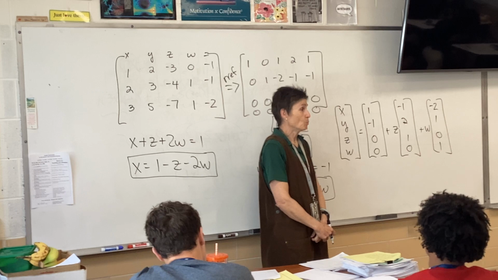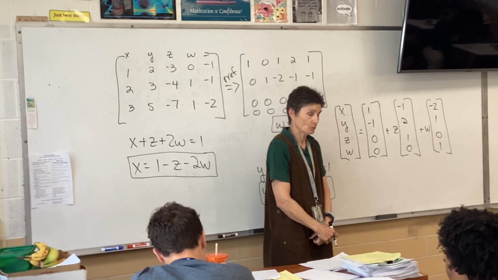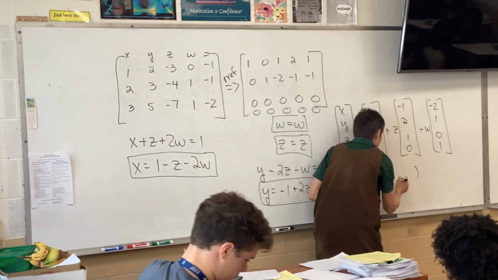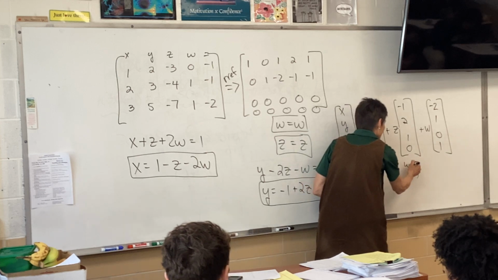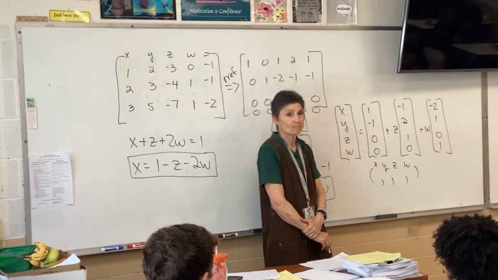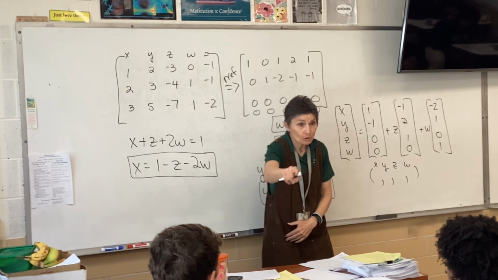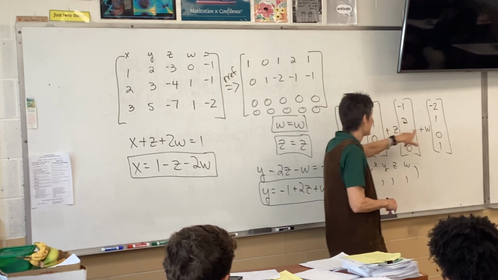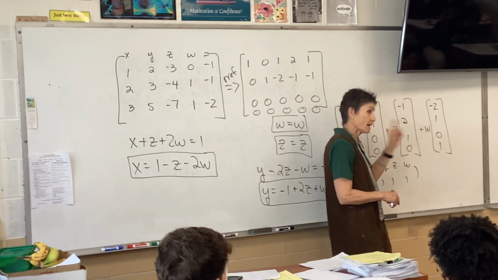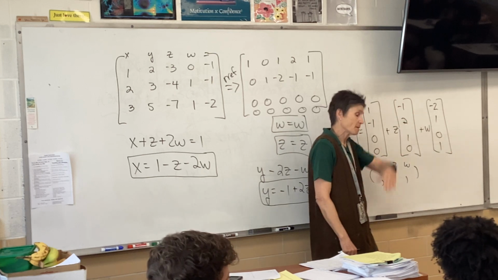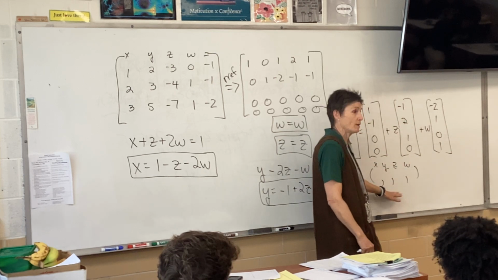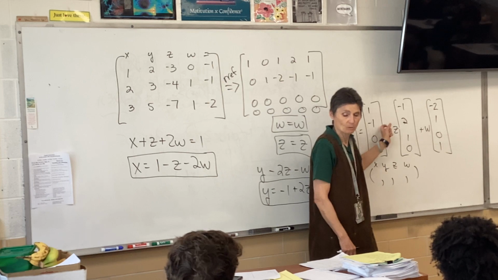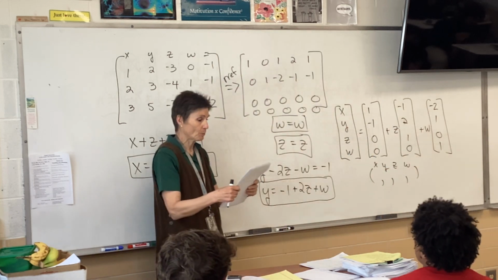And if you wanted a specific solution, what would you have to do? If you said, I want a specific solution, I want an X, Y, Z, and W, what would you have to do to get that? Pick a W and a Z. Because if you said, I'm gonna let Z be 1 and W be 2, could you figure out X and Y? Absolutely. But somebody else would pick different numbers and they would get a different one. This is called a specific solution. There's infinitely many of those. This is the general solution. Perfect, you guys are brilliant.